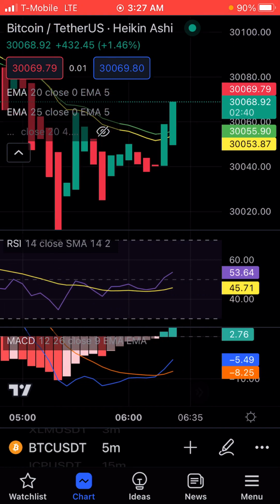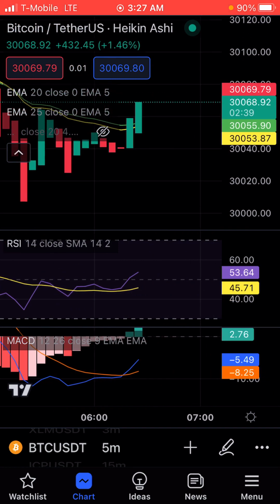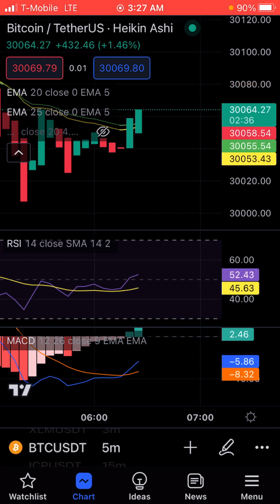So that's pretty much the 20/25 strategy. It's pretty simple. It's the first two moving averages of the rainbow strategy, and I find it very helpful.